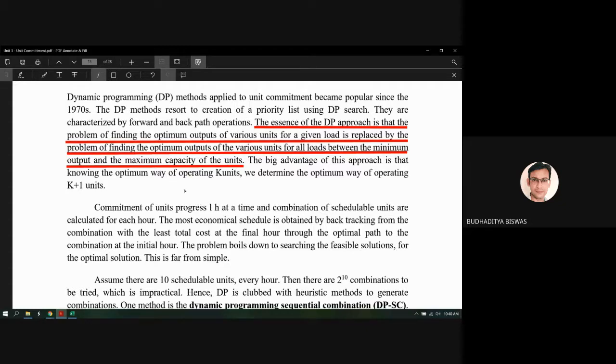And here the advantage is that if the load demand is suddenly changed from say 70 megawatt to 80 megawatt, then we don't need to do any kind of calculation for this. We have a list, and based on that list, we can decide that if the load demand is 80 megawatt, what units need to be committed.